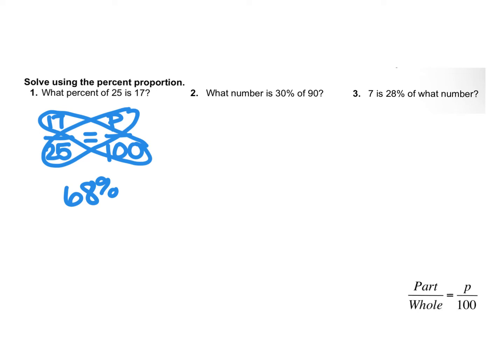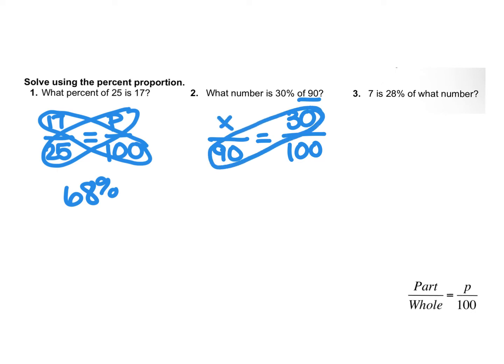Number 2, what number is 30% of 90? Again, we're going to start with our proportion and our 100. And in this case, we're given the percentage, so I'm going to start by putting that all over the 100. And then I have the of, out of 90. So we know that that's going to be our bottom number. So what we're looking for is that part. So I'm going to cross multiply my 90 times my 30, and then I'm going to divide by 100.